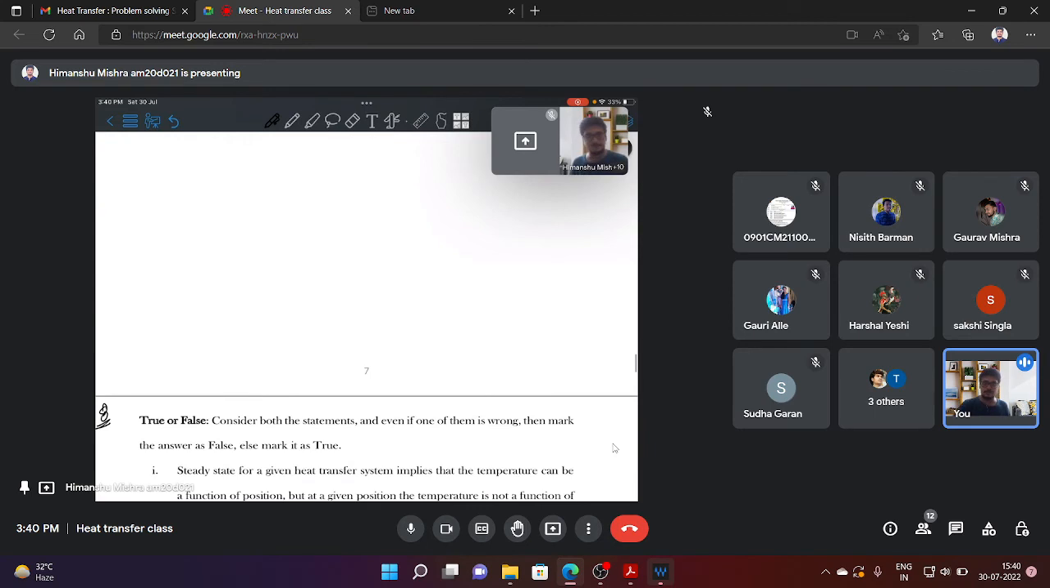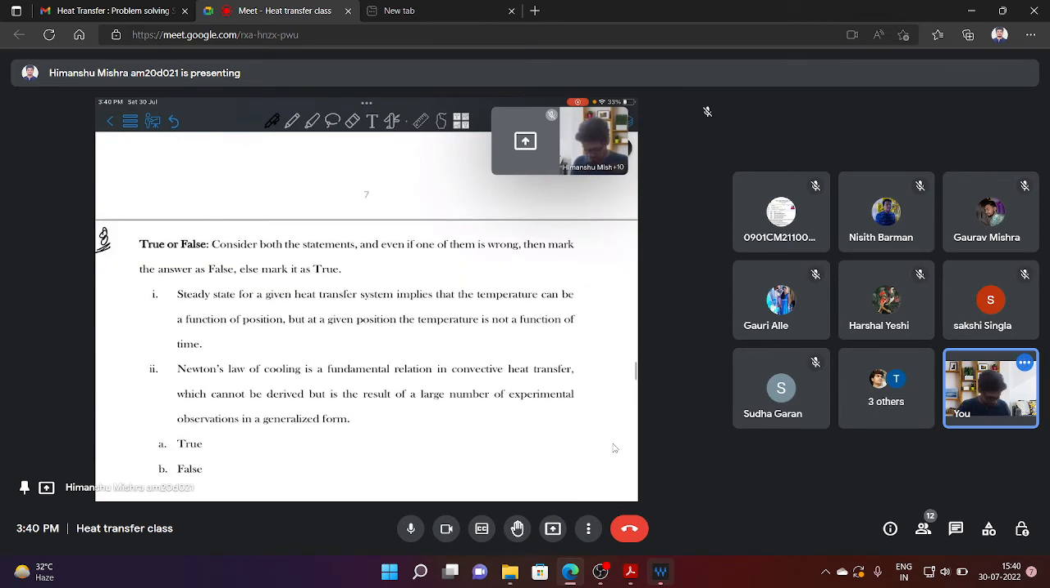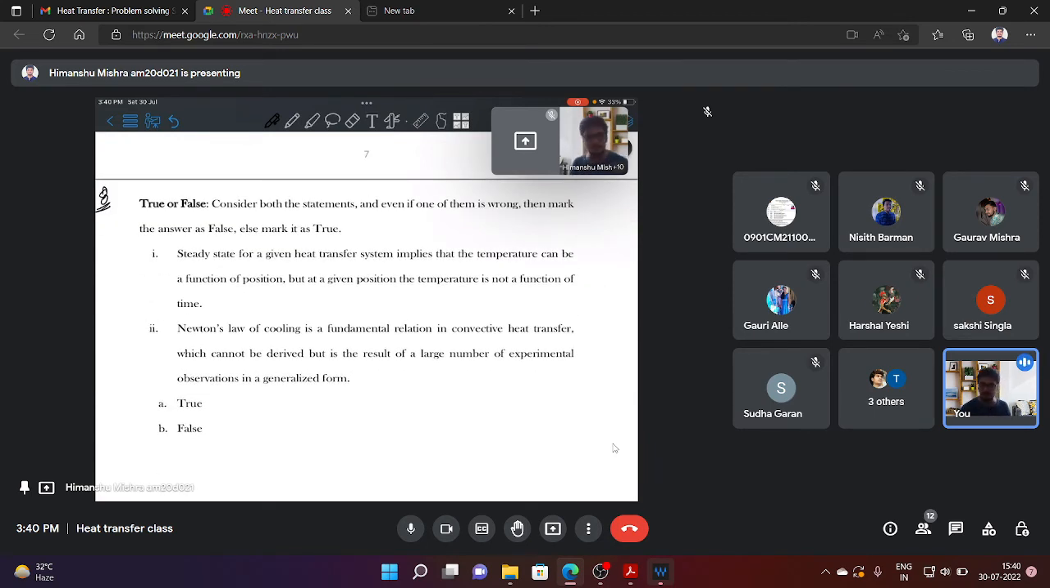Let's move to some basic problems. So this is a true or false problem. If all of these statements are true, we choose option A as the correct answer, or if any one of these becomes false, we will choose option B as the correct option. So we have been given two statements.